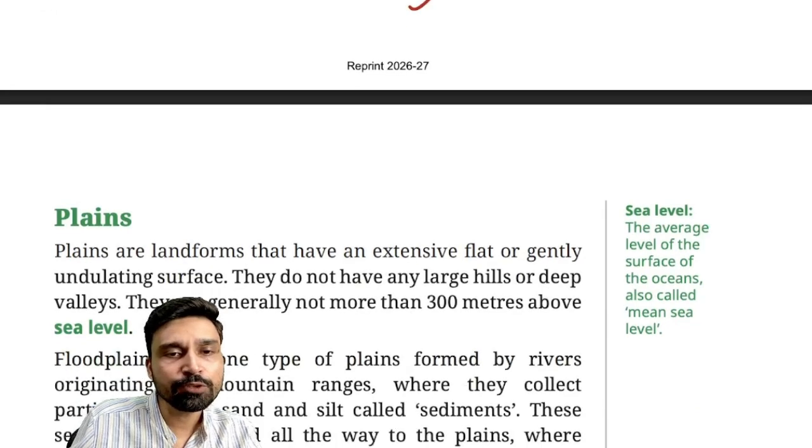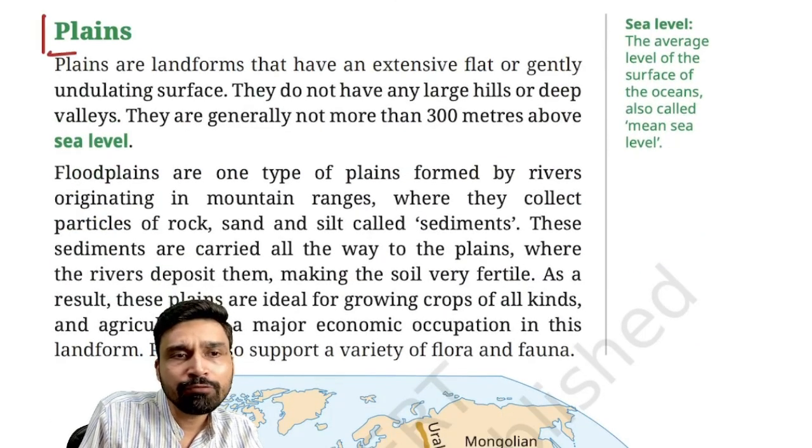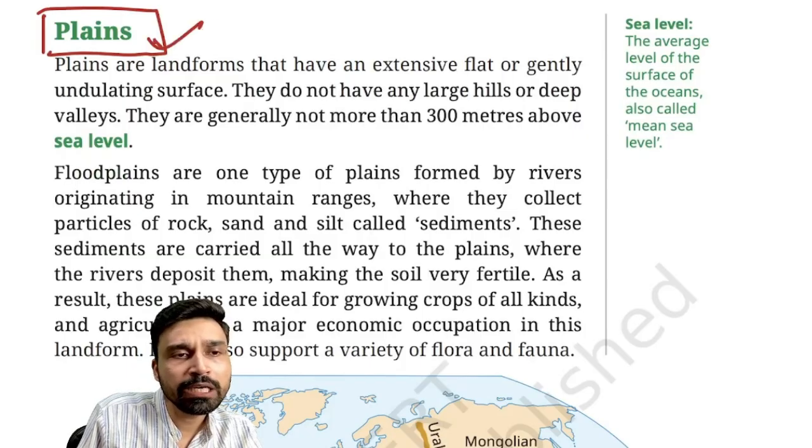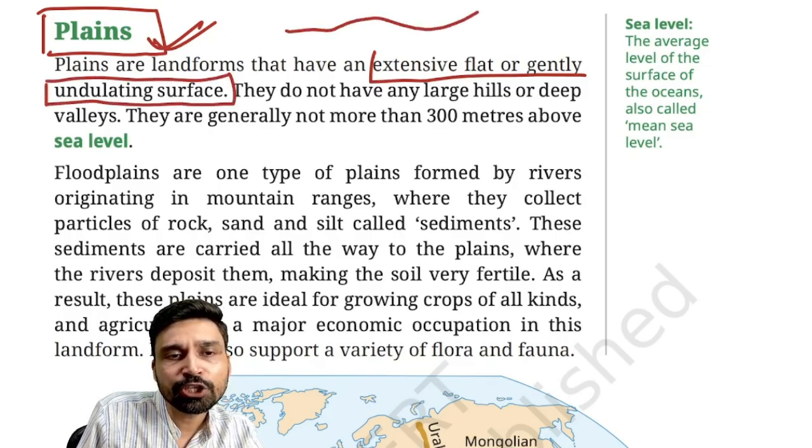The third type of landscape which we have talked about is the plains. Plains are a very important landform for us because they provide us opportunity for agriculture and farming, and they have an extensive flat or gently undulating surface. Gently undulating means there is no sudden or steep variation in the slope.